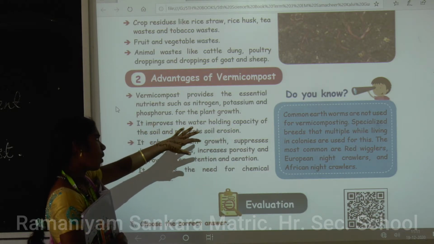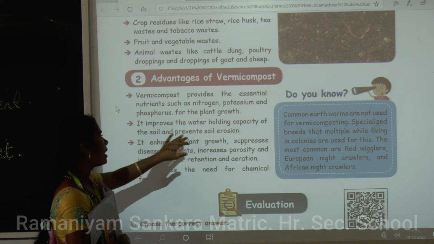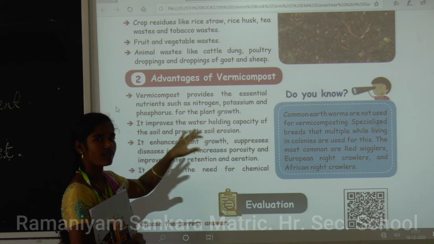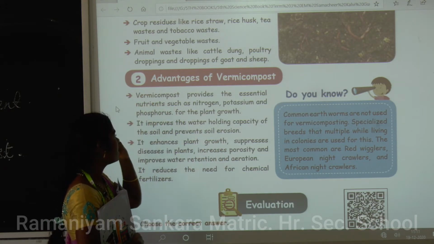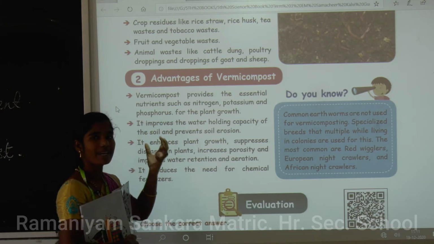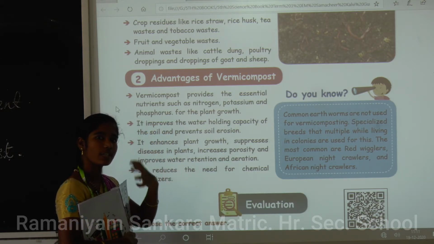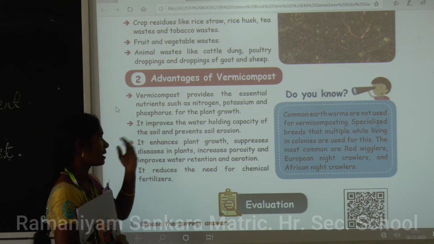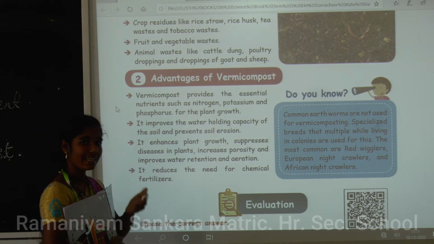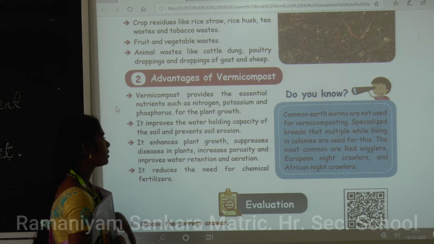It improves the water holding capacity of the soil and prevents soil erosion. Okay va, same thing, அது மண்ணரிப்பை தடுக்குது. And the next one is holding capacity of water. Okay, தண்ணி வந்து அதிகமாக தேக்கி வச்சுக்கிற மாதிரி, it increases the holding capacity of the soil.